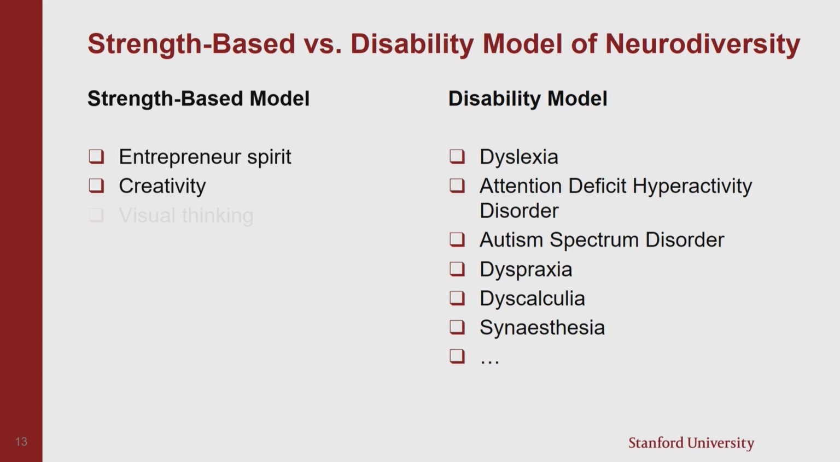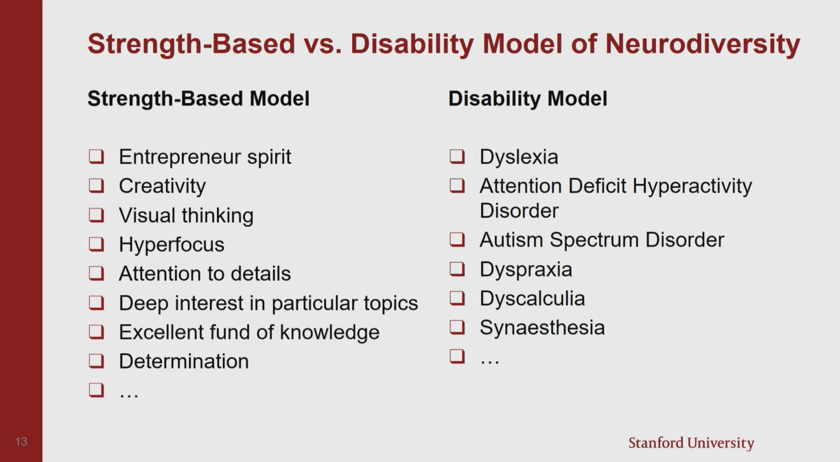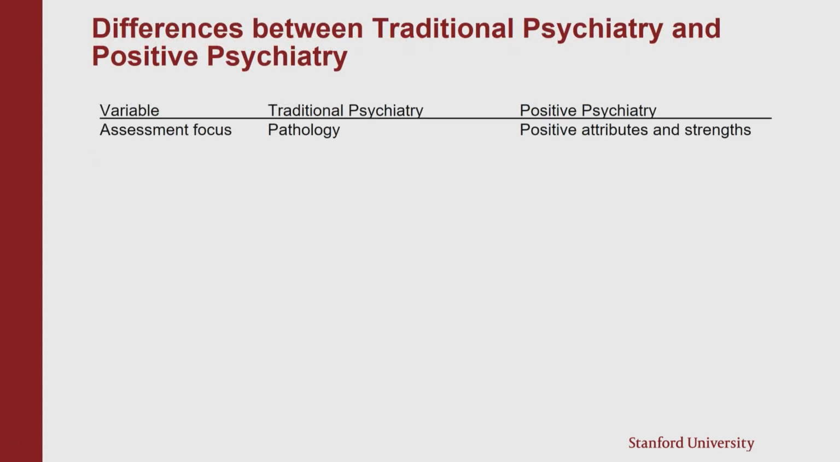like the entrepreneurial spirit, creativity, visual-spatial thinking, hyper-focus, attention to details, deep interest in particular topics. So the first few, the top 3 especially, are more for dyslexia. And the next 3 are more for autism, and maybe this 1, 2 for autism. And determination: we see a lot of individuals that are neurodiverse that are quite determined, more so than others.